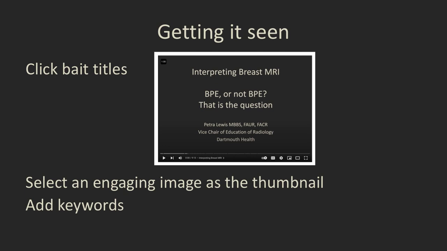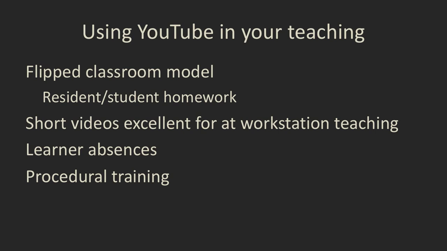So how do you get it seen? Well, I'm hopeless at this, to be honest. Clickbait titles. I like this one, BPE, which is background parenchyma enhancement. BPE or not BPE, that is the question. Nobody else got this joke apart from me, so it didn't really help in the slightest. But, you know, you've seen the clickbait titles out there. You can come up with one much better than me. I do suggest trying to select an engaging image as the thumbnail, and add keywords for people to be able to search for it.